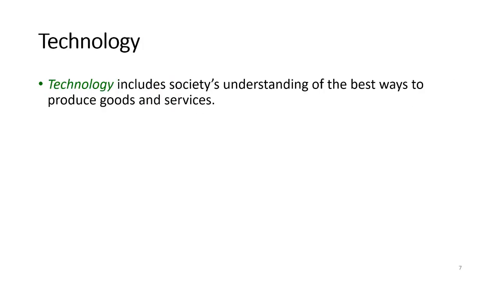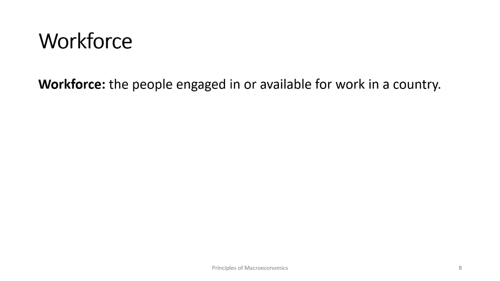Next factor that determines labor productivity is technology. It includes society's understanding of the best ways to produce goods and services. Now, technology may be available, but the society may not know how to use it. So, you can say technology, always in combination with human capital, go together in helping or boosting productivity and as a result, higher wages.